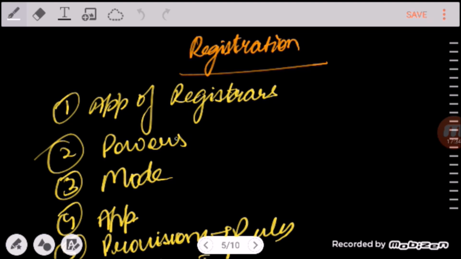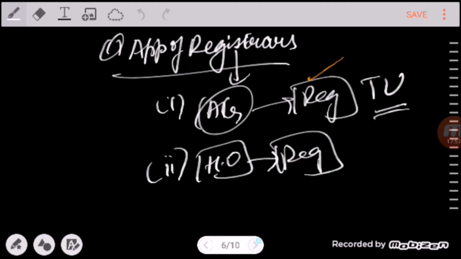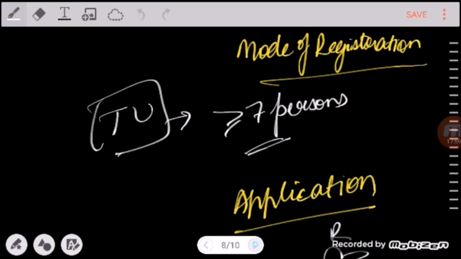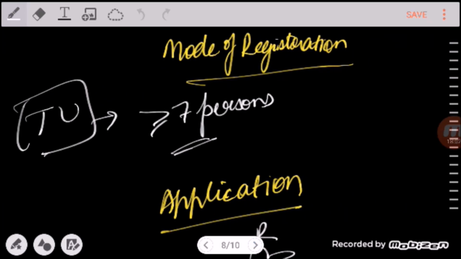Then we are discussing the powers of registrars. Their power is to register or reject the application. Next powers are to issue the certificate of registration, cancel the certificate of registration, dissolution of registration, and amalgamation of trade unions. Then we discussed the mode of registration: any 7 or more persons of a trade union may apply for registration of a trade union.